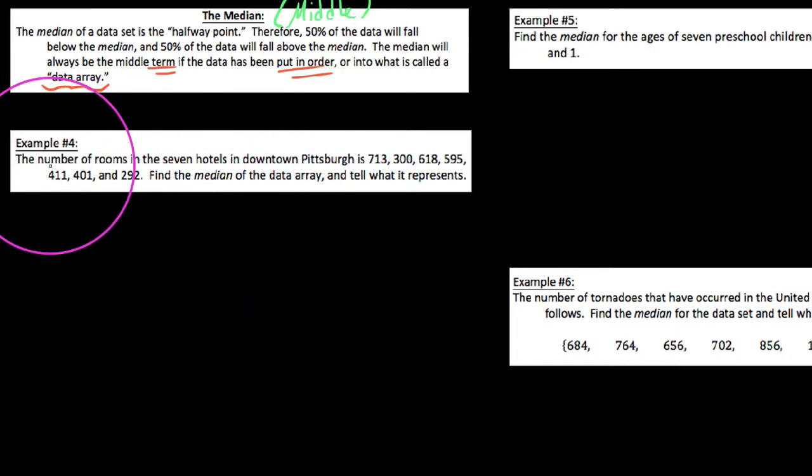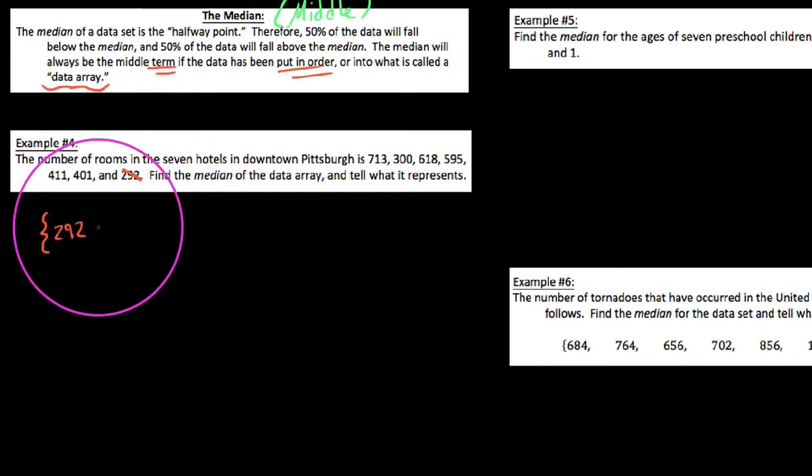So example number 4 here, we say the number of rooms in 7 hotels in downtown Pittsburgh are these values here. We say find the median of the data array and tell what it represents. Well, since we need to put this in order first, we're going to go ahead and write our data set in order. We have 292 being the minimum, almost said median.